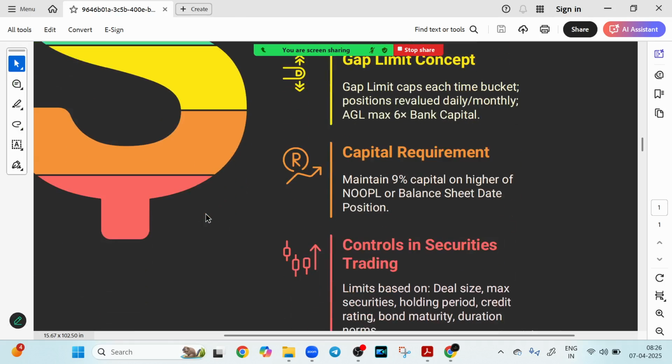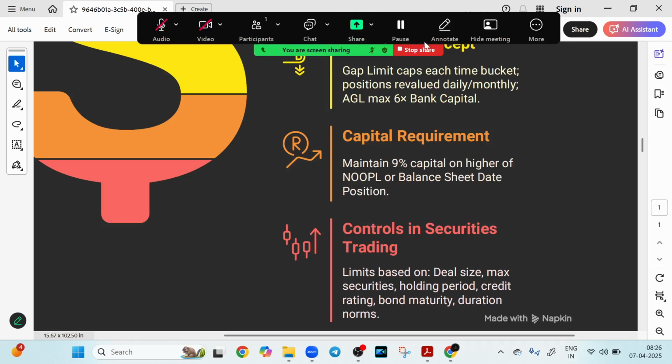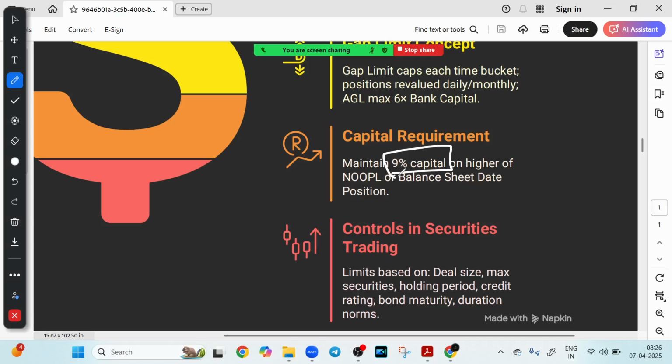Now one more thing, capital requirement. Here is the golden rule. A bank must maintain a 9% capital buffer. But on what? Either on their NOPL.